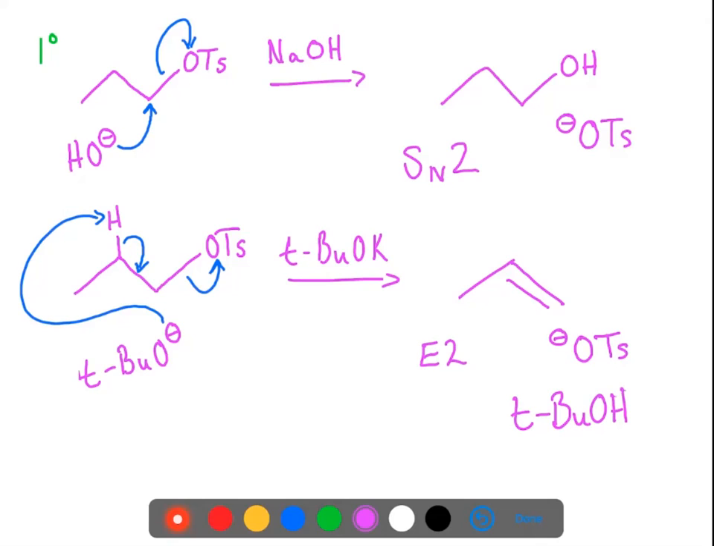So to summarize, in both cases, we're starting with a primary pseudohalide, but the nature of the reagent, even though they're both strong bases, we see SN2 for the hydroxide species, whereas we see E2 for the tertiary butoxide. Now, we said in the previous slides that this is an exception, but it is a useful reaction for converting primary alkyl halides or pseudohalides to alkenes.